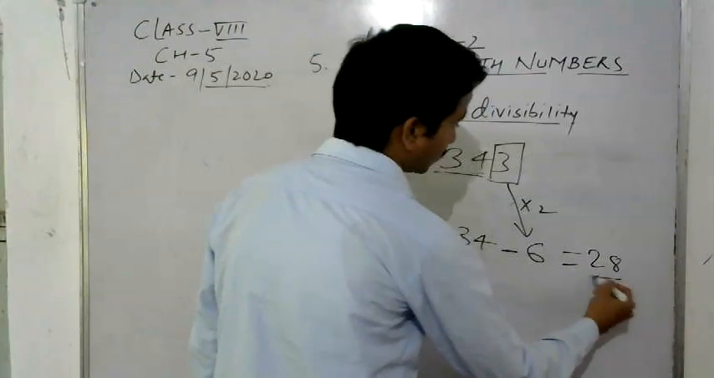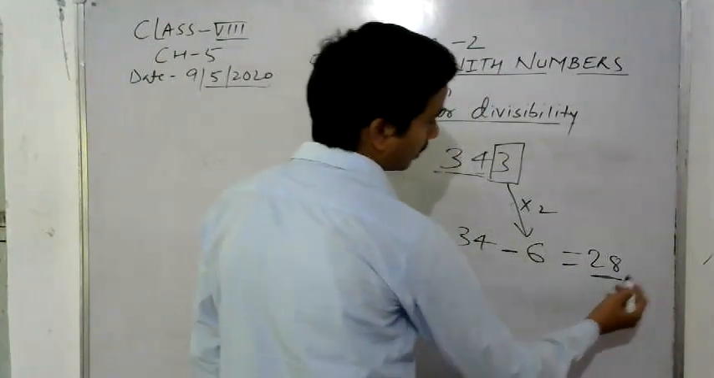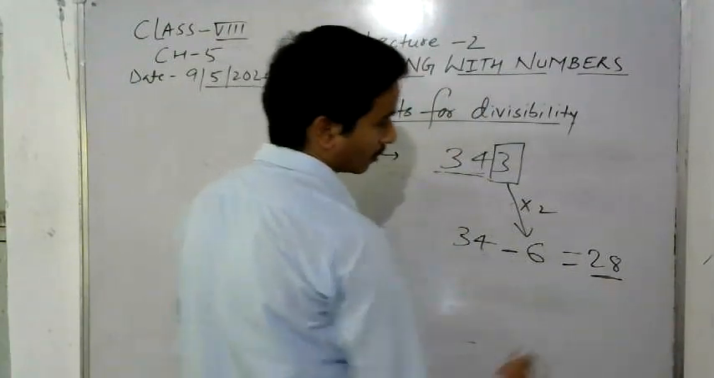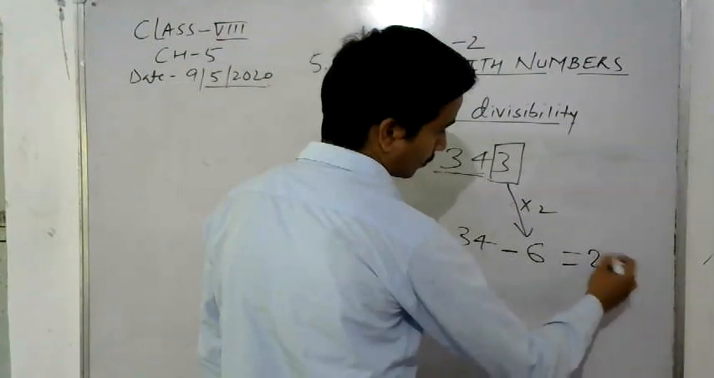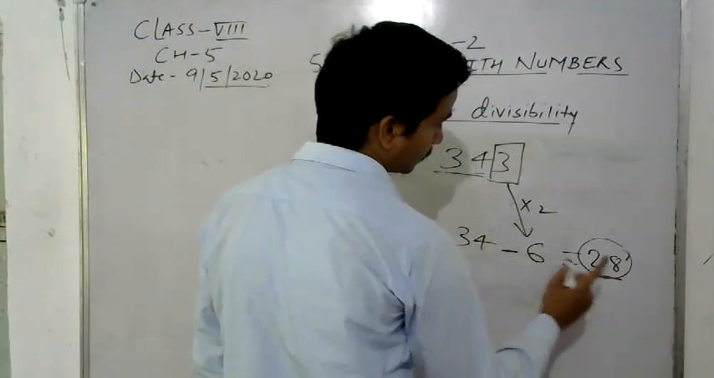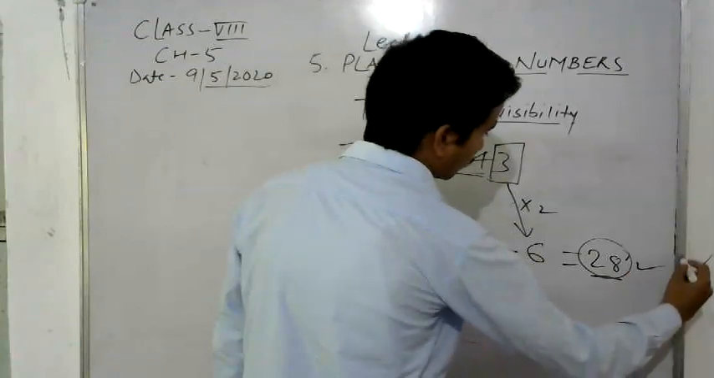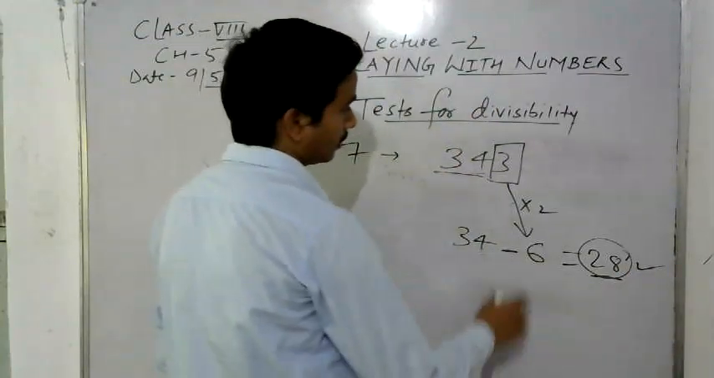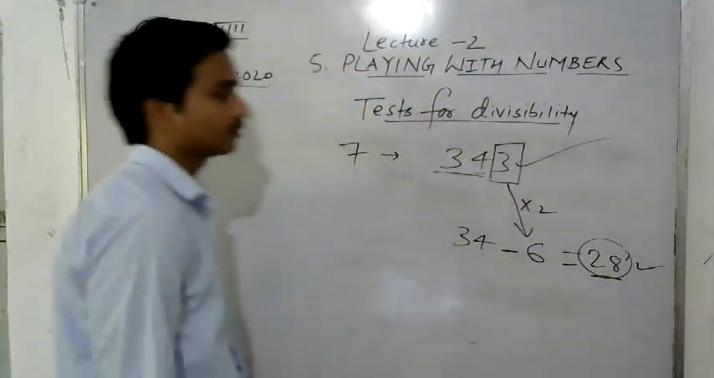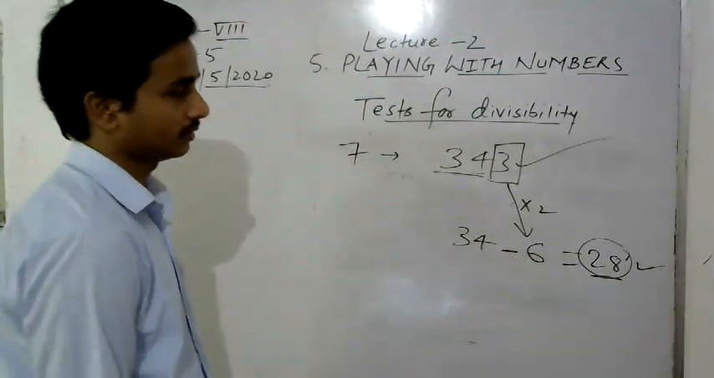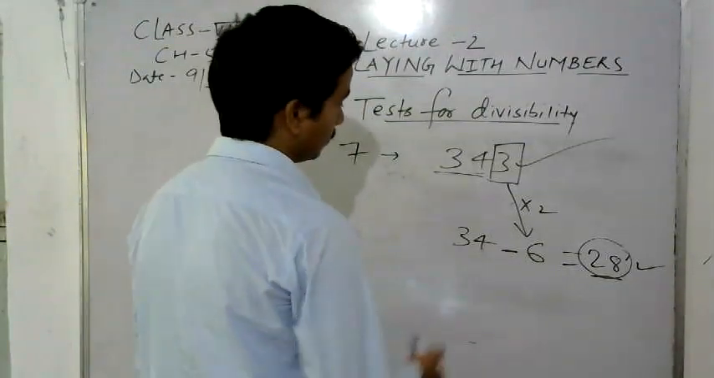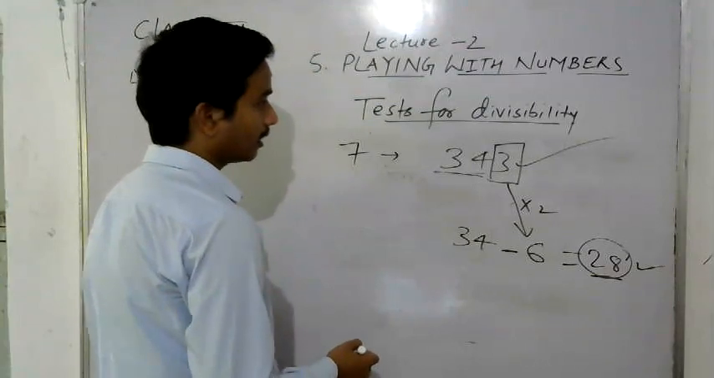28. Now see whether 28 is divisible by 7 or not. Yes, 28 is divisible by 7. How many times? 4 times. 7 times 4 is 28. Since 28 is divisible by 7, therefore 343 is also divisible by 7. In this way you will check. You can take another example.